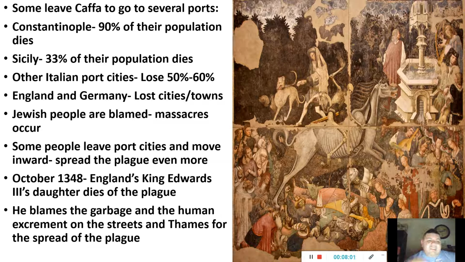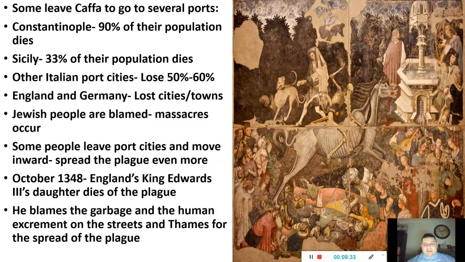Now Sicily took in some people, and their population died. It's one of 3 people. For every 3 people, one of them died. Now, other Italian cities took in people that came in through boats, and those boats, again, were carrying the plague. The population died, anywhere from 50 to 60%.